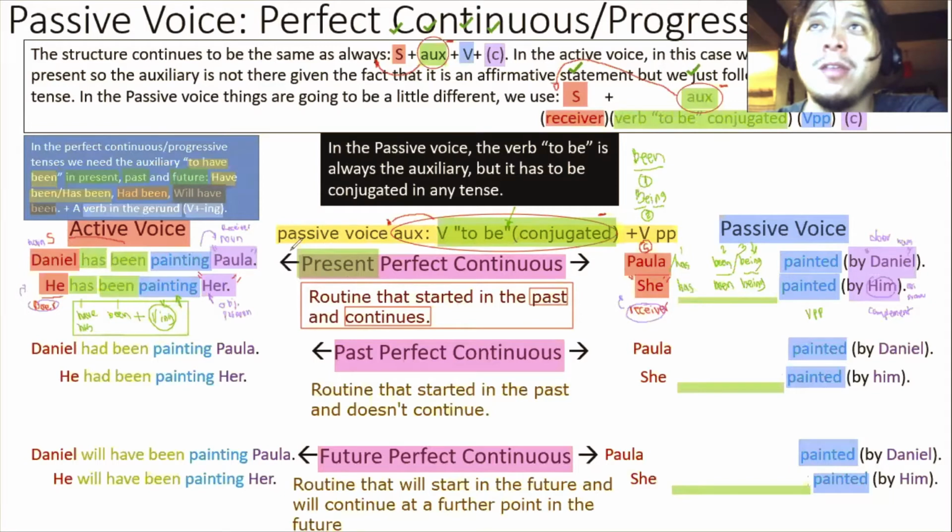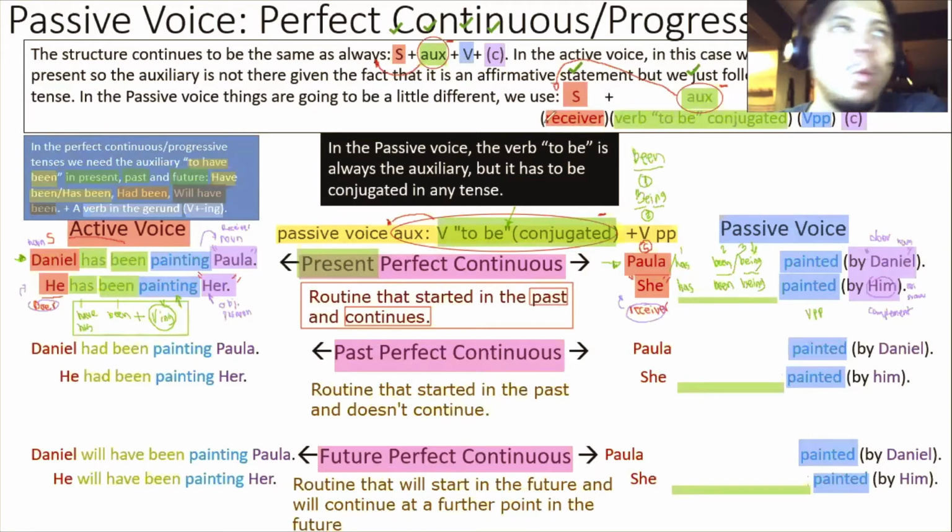The only difference is that in the active voice, you are making emphasis on the doer of the action, and in the passive voice, you are making emphasis on the receiver of the action. That's the only difference. Paula has been being painted, or she has been being painted. Okay, that's pretty much the way it works.